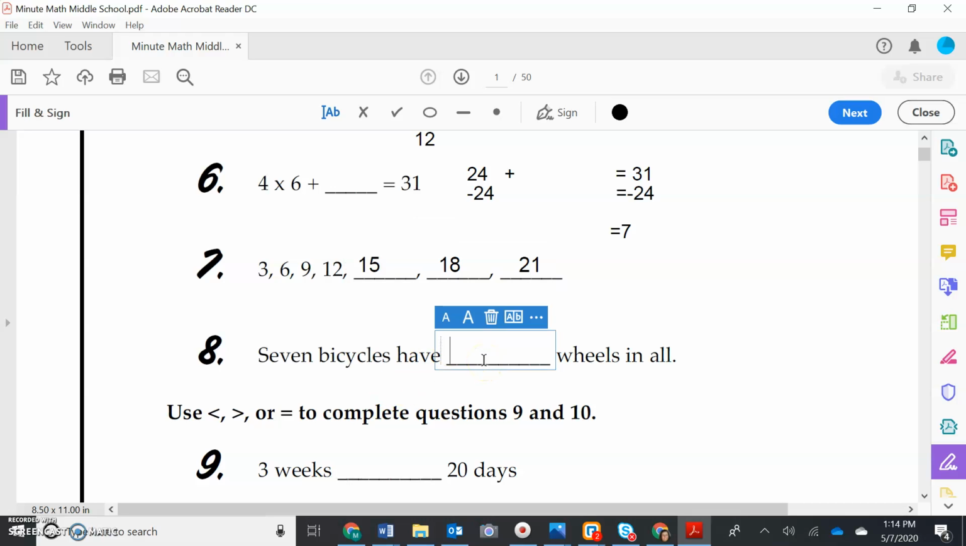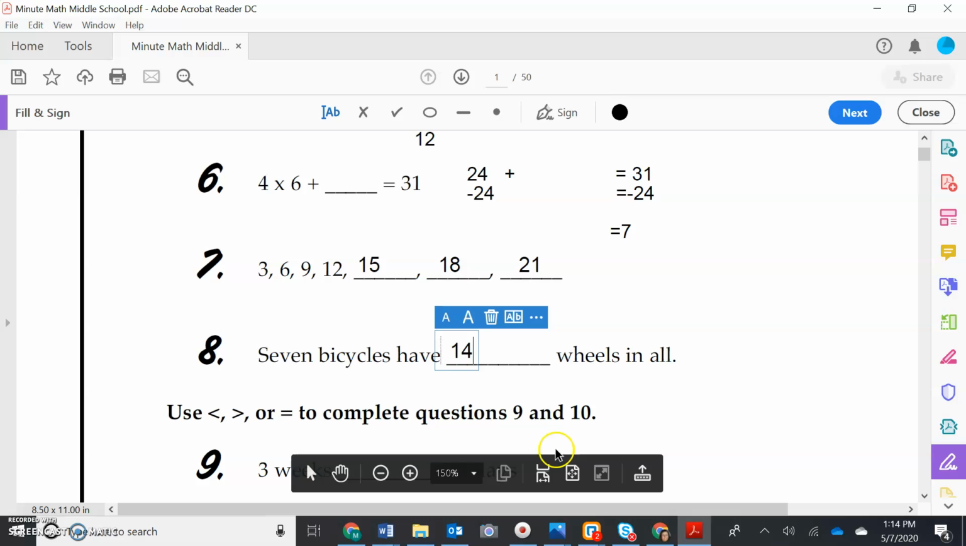Let's look down here. You have 7 bicycles. How many wheels are there altogether? 7 bicycles times 2 wheels each is 14.